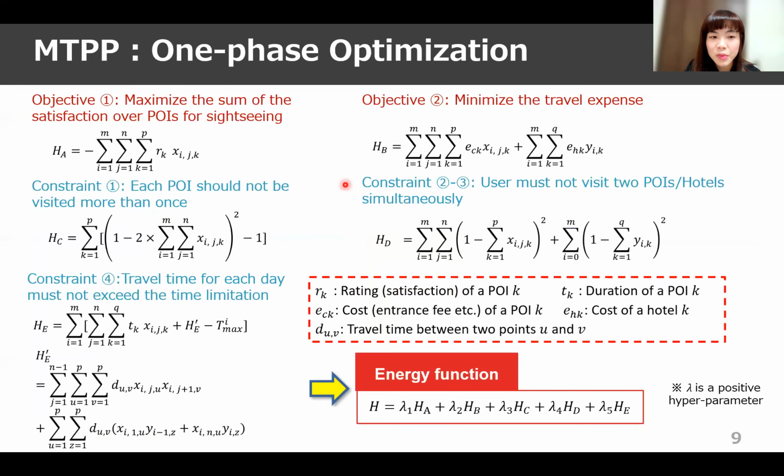After constructing those five QUBO models, we can merge them into one big energy function H. For each objective and constraint, a unique hyperparameter called lambda is assigned. Each lambda is a positive value, and it should be decided manually.